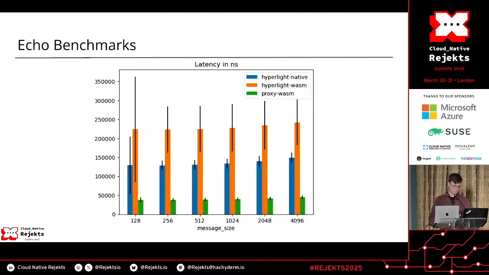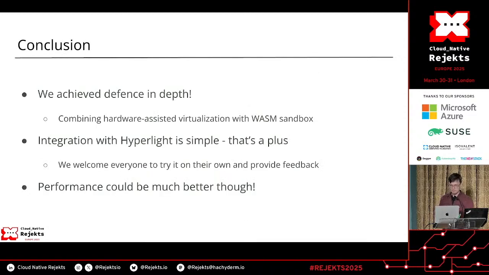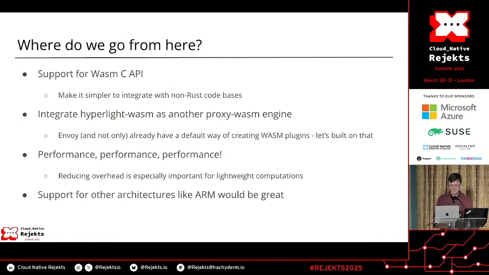So where are we going in the future? Before that, let's summarize quickly. We achieved defense in depth. Cool, well done. It was simple. Performance could be much better, to put it mildly. So yeah, that's the summary. Where do we go from here? Some obvious things to get out of the way. There is ongoing work to provide some kind of C API to make it easier to integrate into non-Rust code bases.